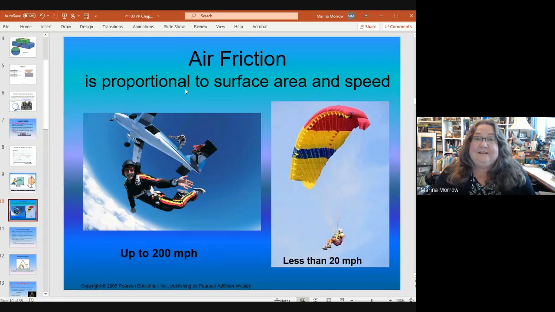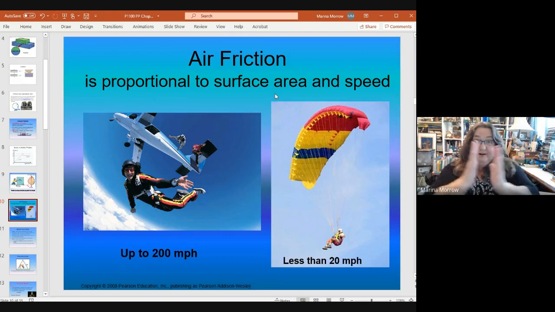Okay, now, some interesting things about air friction is that it is proportional to surface area, which, by the way, regular contact friction isn't just surface area. Remember, we talked about the forces that you have to push it together. That increases it. But air friction is proportional to the surface area.